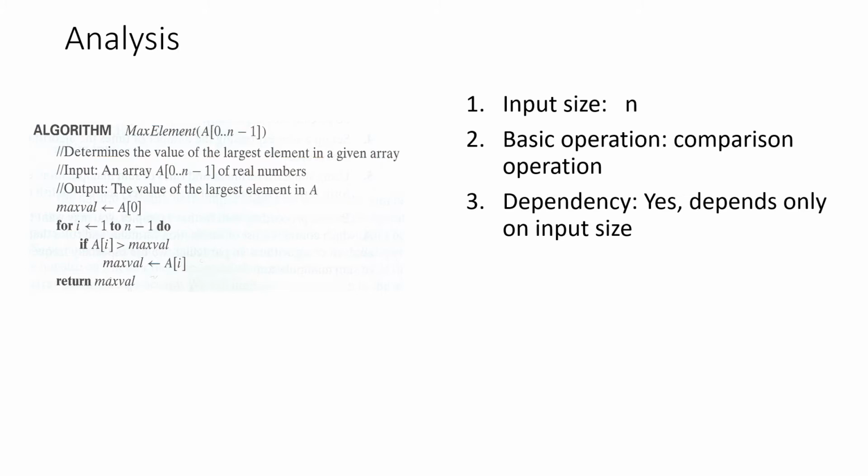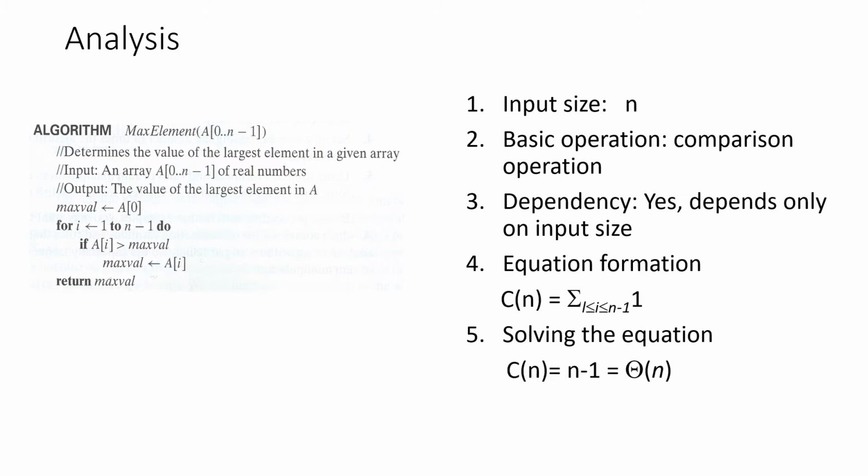So since it depends only on the input size, I need not go with the worst case, best case, or the average case complexity. So simply I'll find it. What is our fourth step? Equation formation, right? So we write here C of n.